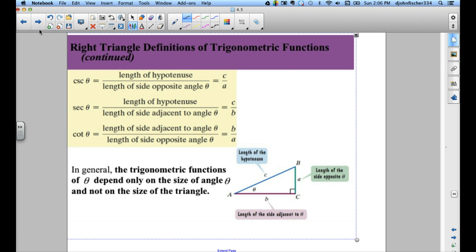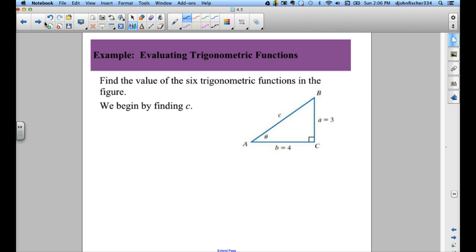Cosecant, that's the reciprocal of sine, so it's hypotenuse over opposite. Secant is hypotenuse over adjacent. And cotangent is adjacent over opposite. So in general, the trigonometric functions of theta depend only on the size of the angle, not the size of the triangle. Find the value of the 6 trigonometric functions in the figure.